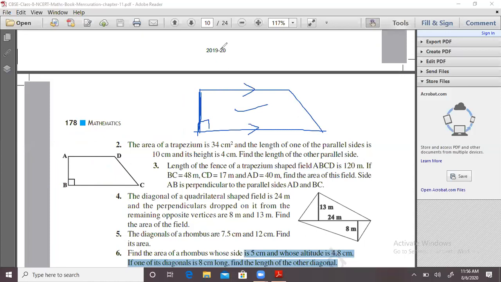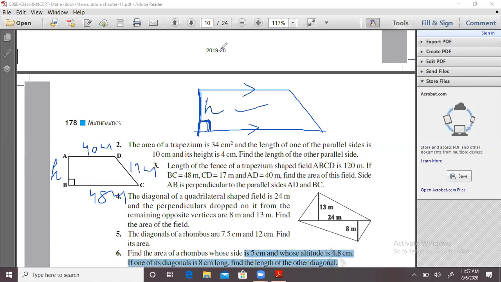And what does height mean? Height means perpendicular, which makes 90-degree angle. So this will be the height also and this will be the side also. Okay, so here height is AB, BC is 48 meter, CD is 17 meter, AD is given 40 meter. Here you have given perimeter 120 meter. You have to find out area.